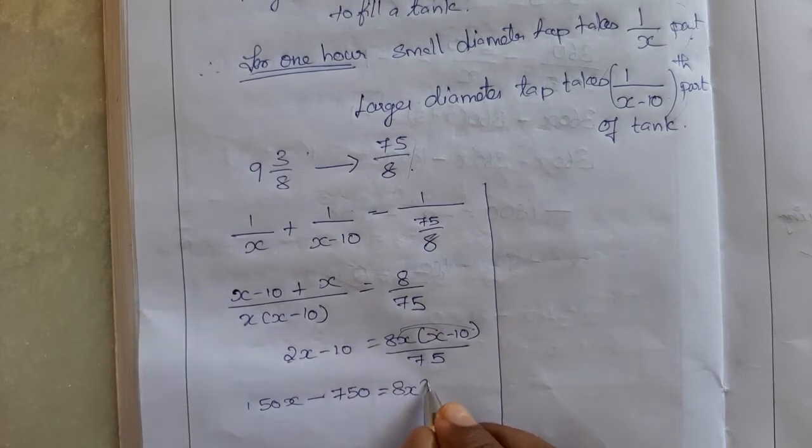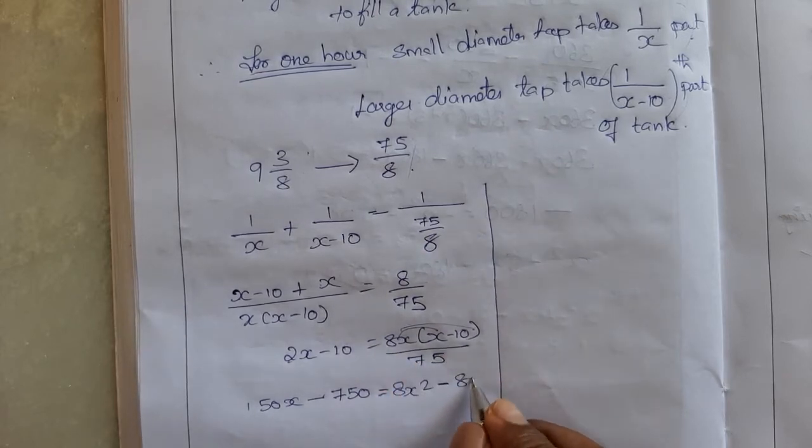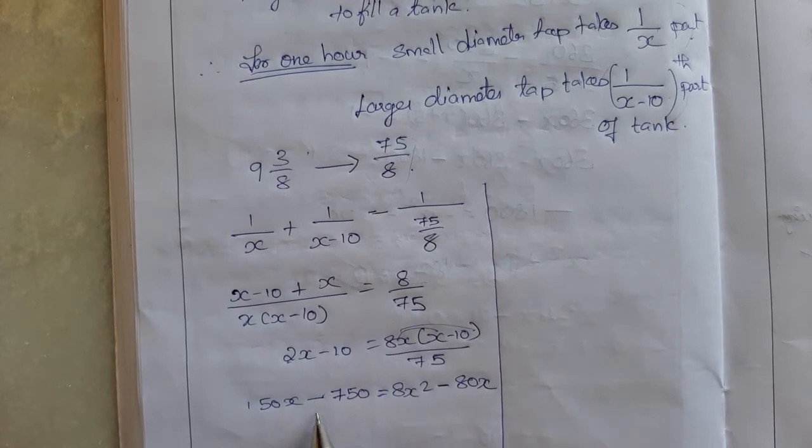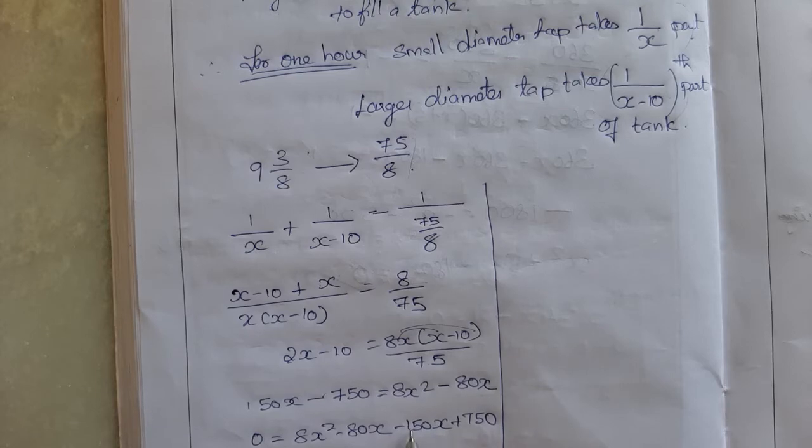So 8x square minus 80x. So here is the positive. So let me bring everything to this side. It will become 0 is equal to 8x square minus 80x. 150 will become minus 150x and this will become plus 750. So 0 is equal to 8x square minus 80 minus 150. So 80 plus 150 is 230, right? Minus 230x plus 750 equal to 0.